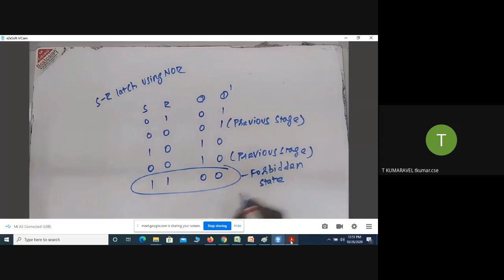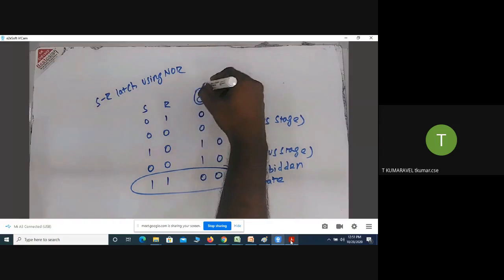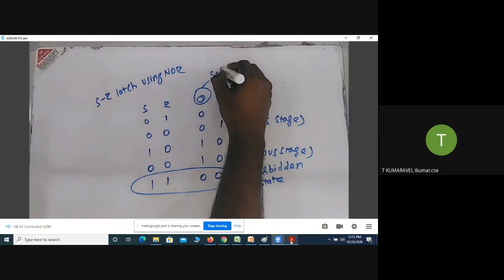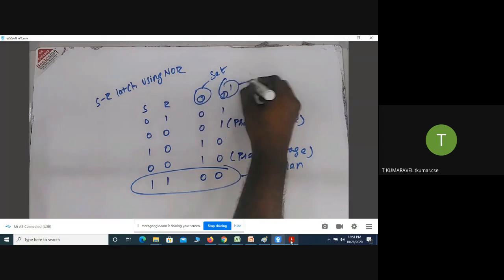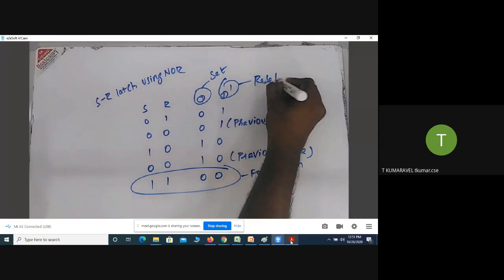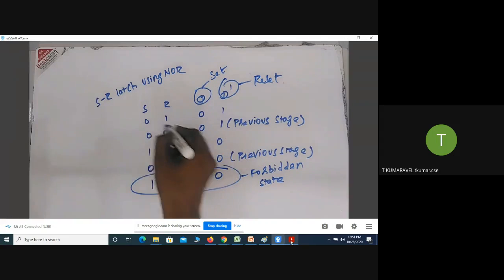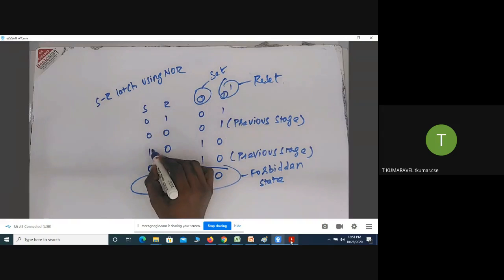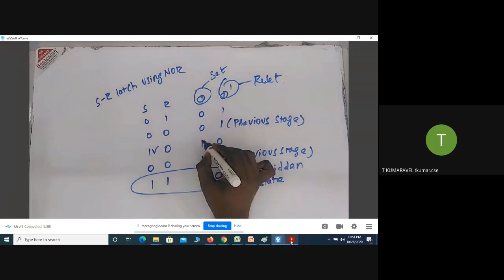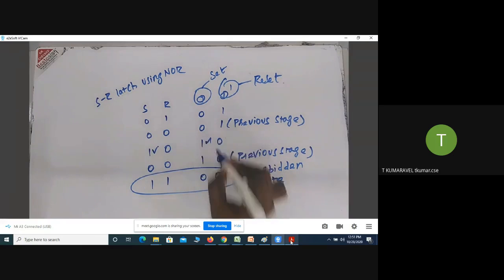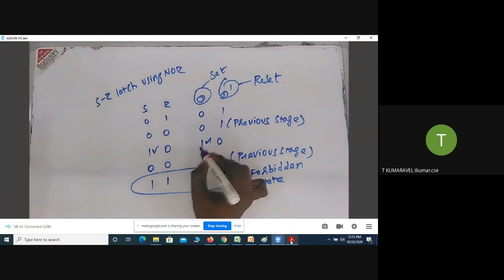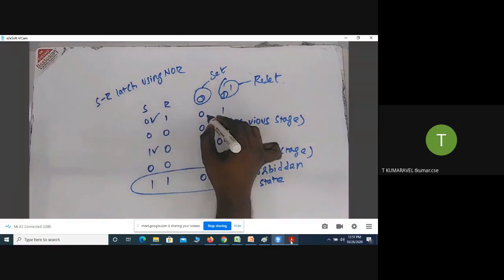Okay, what do you understand from this? Sir, which one do we call the memory? Already I said Q is otherwise called set, and Q dash is otherwise called reset. So look at the input combination. Whenever the S value equals 1, the Q value equals 1. Whenever the S value equals 0, the Q value equals 0.